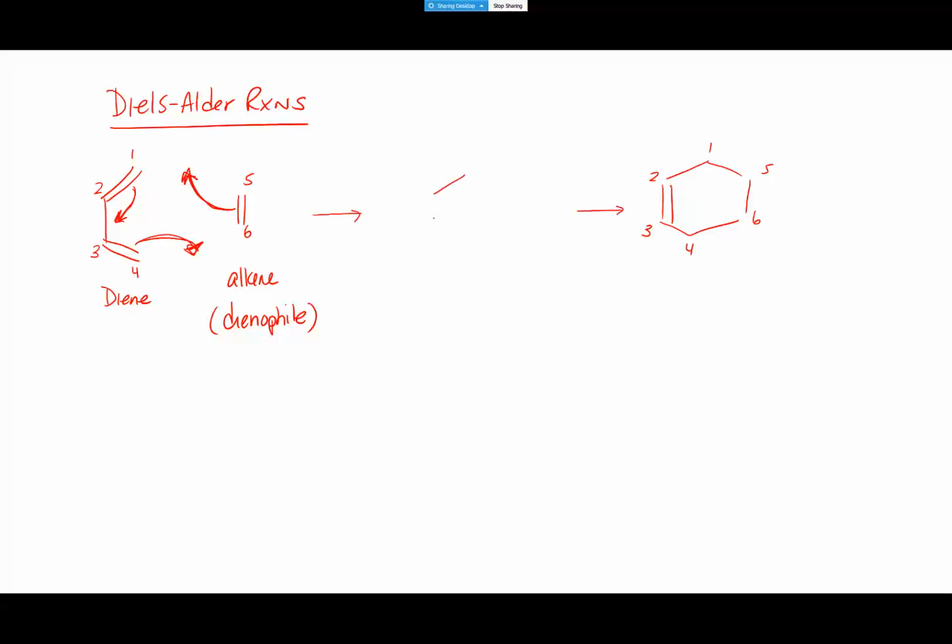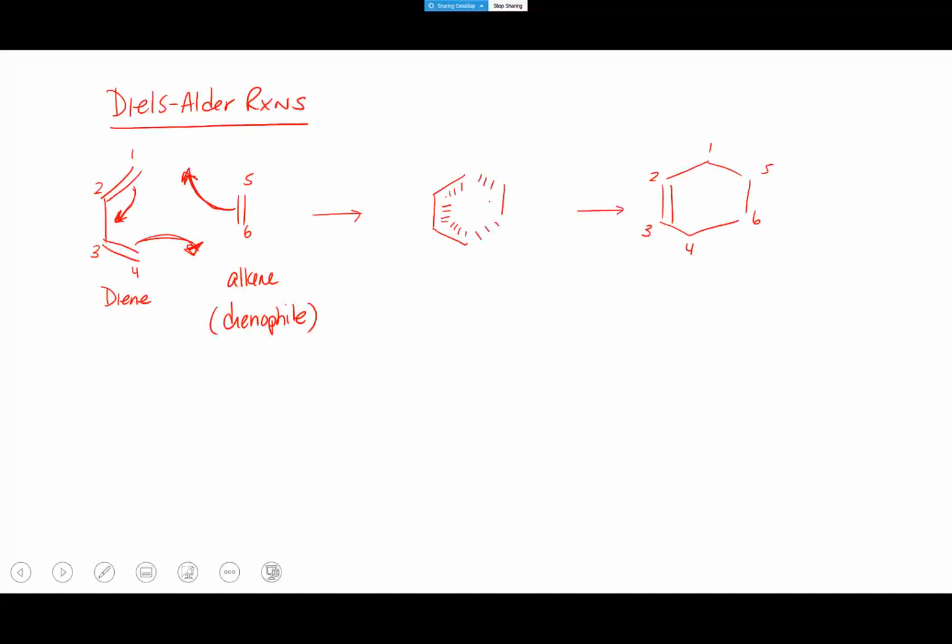In terms of the transition state, you're going to have partial bonds to the carbon bonds you're forming, and then you're going to have a partial bond here and here, there, and there. So basically you have partial bonds all the way around the 6-membered ring. That's the transition state.